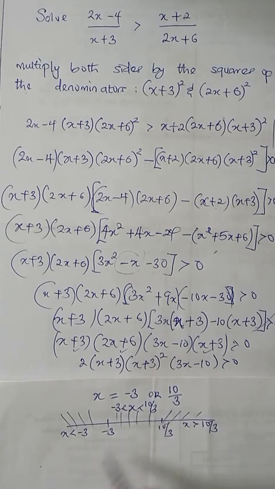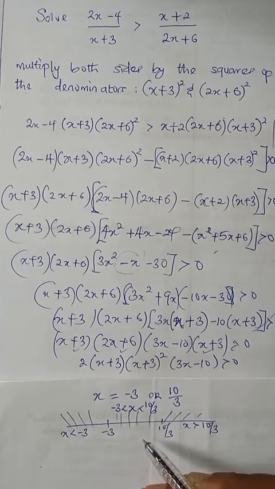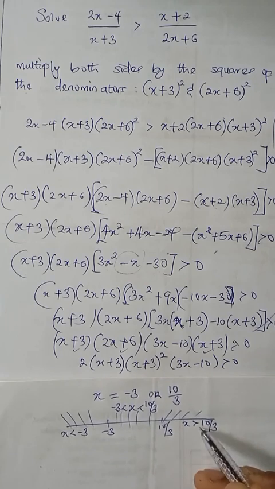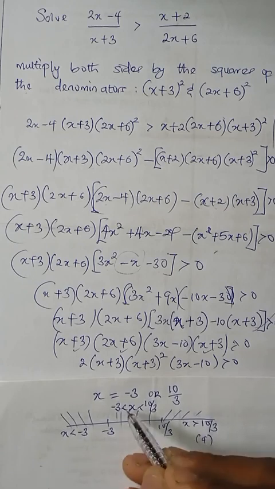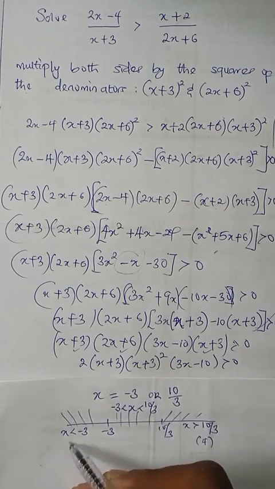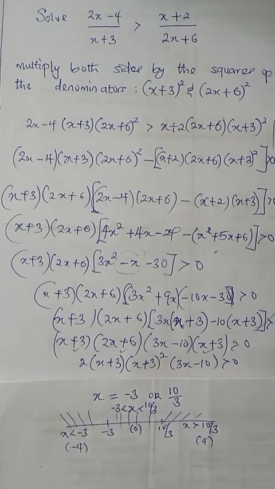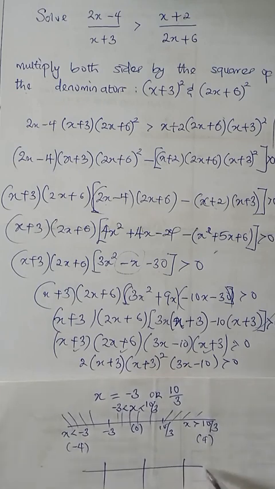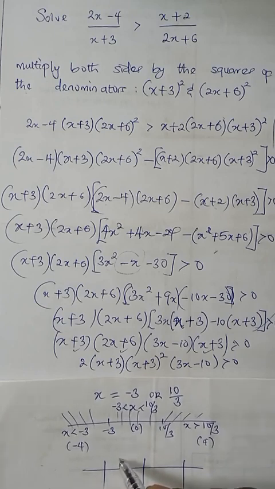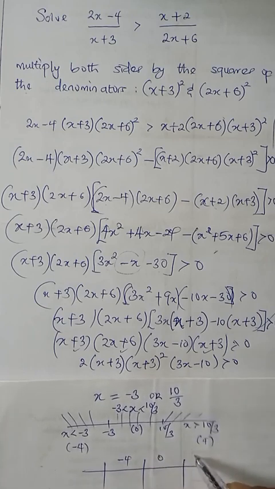If I'm going to pick out possible numbers, you can just guess any number, but the guess must be between this range. Anything greater than 10 over 3, I'm going to use 4. Anything less than minus 3, I'm going to use minus 4. And anything in between minus 3 and 3.3, I'm going to use 0. So when we do that, we are going to know our answer. I'm just going to draw a small table like this: this is minus 4, this is 0, and this is 4.